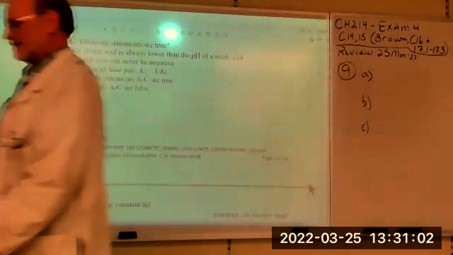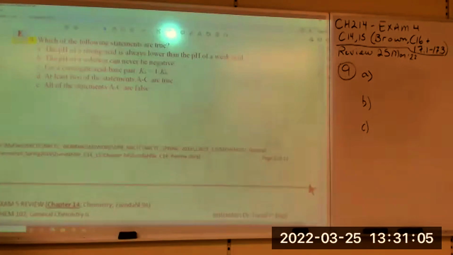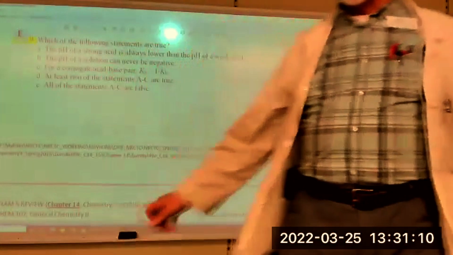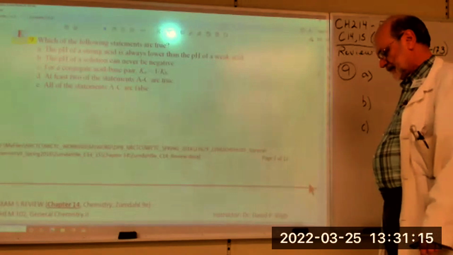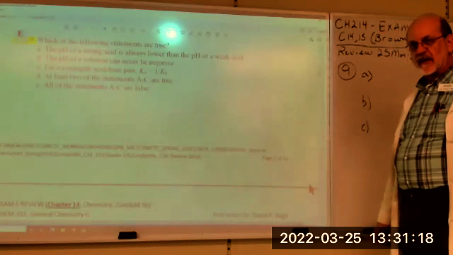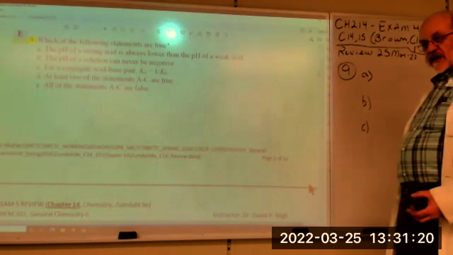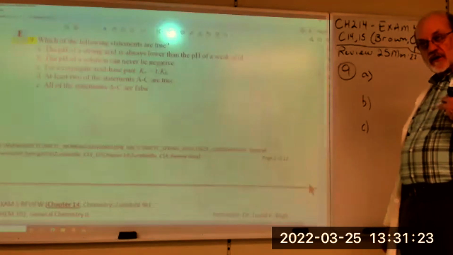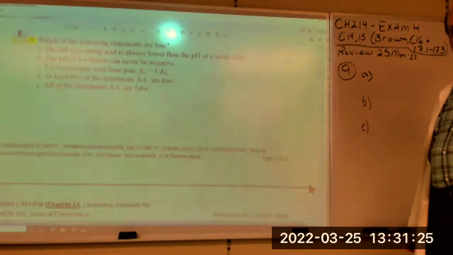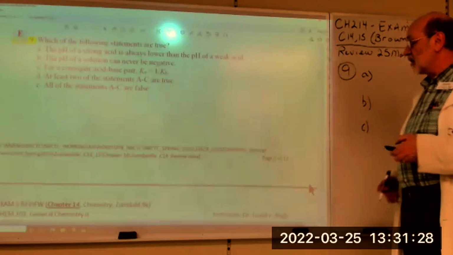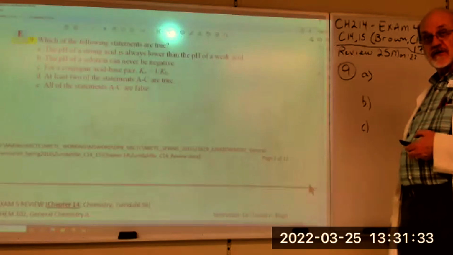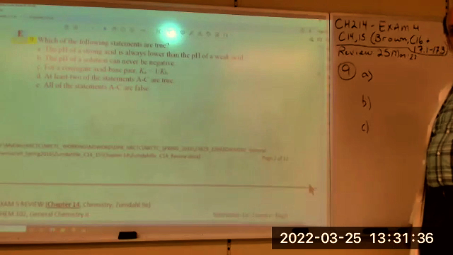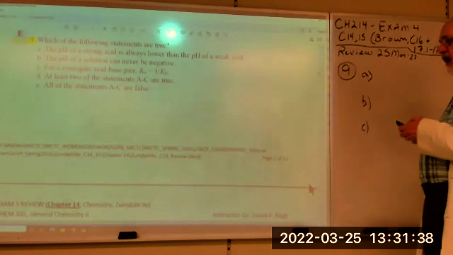What's wrong with this picture? The pH is an extensive property. When we say strength, weak or strong acid, we're talking about an intensive property. It's characteristic of the molecule. So the pH of a weak acid could be lower than the pH of a strong acid. It depends on the concentration. So A is false.